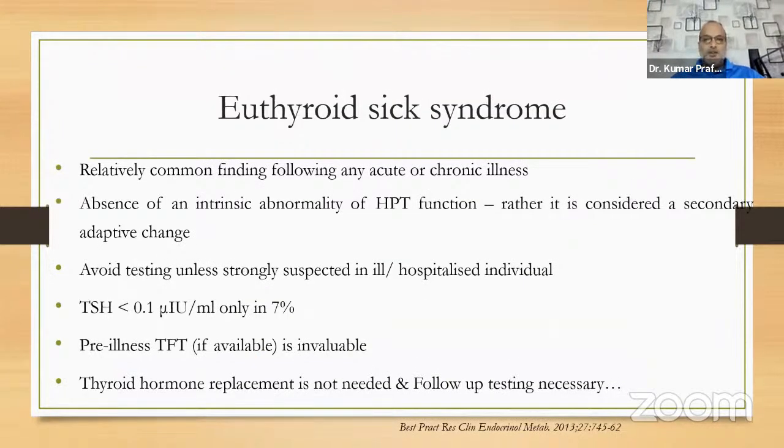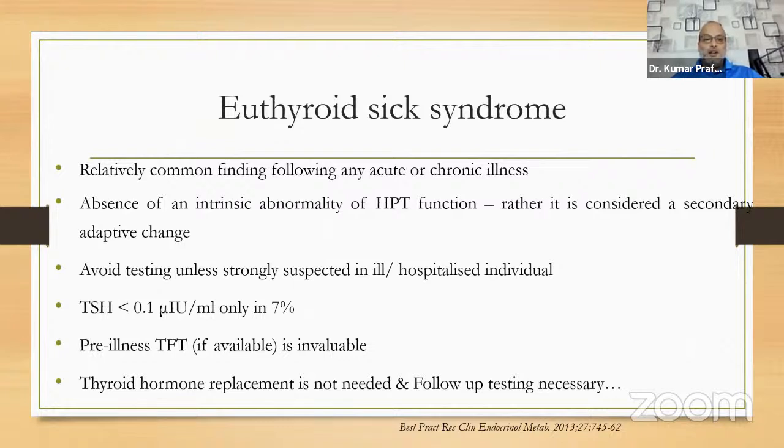So what is this? What we call euthyroid sick syndrome in this patient. This is a relatively common finding following acute or chronic illness. There is absence of intrinsic abnormality in hypothalamus, pituitary, and thyroid function. Rather, it is considered secondary to adaptive changes. So we should avoid testing thyroid function in critically ill and hospitalized patients unless it is strongly suspected that the patient has a thyroid abnormality.